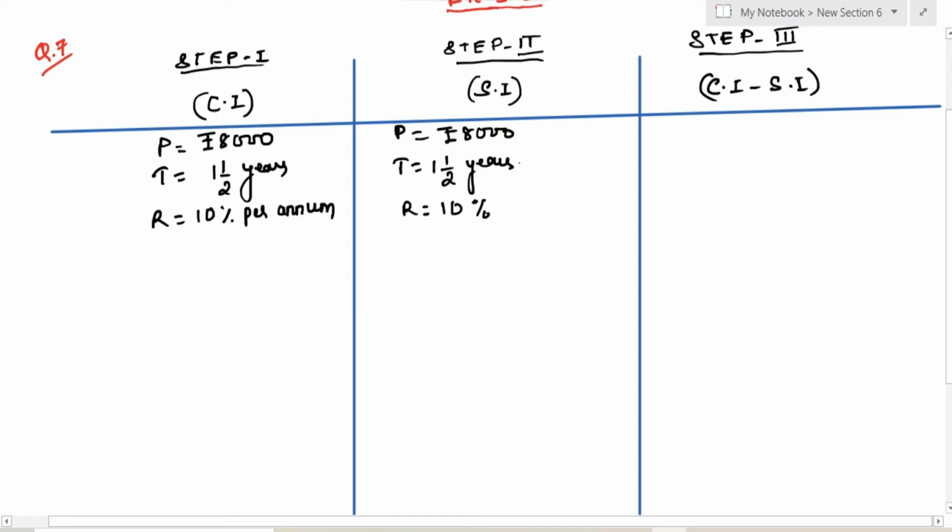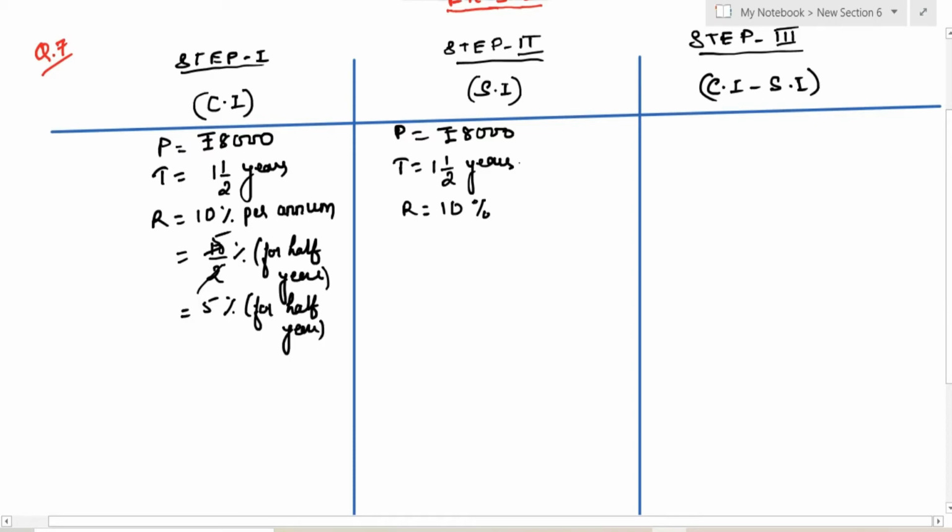Now, time here is given something different, that is 1 1/2 years. For one full year, we will take 10% because the 10% rate is annual. Then for the half year, we need to divide it by half, taking it as half yearly for the rest of the half year. That will be equal to half of 10. So 5% we are going to take for the rest of the half year.